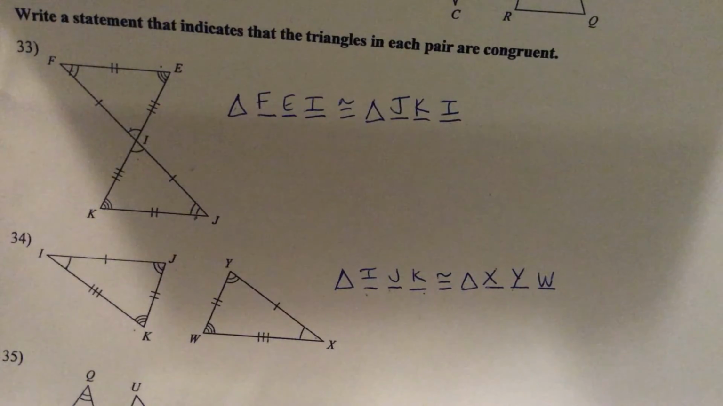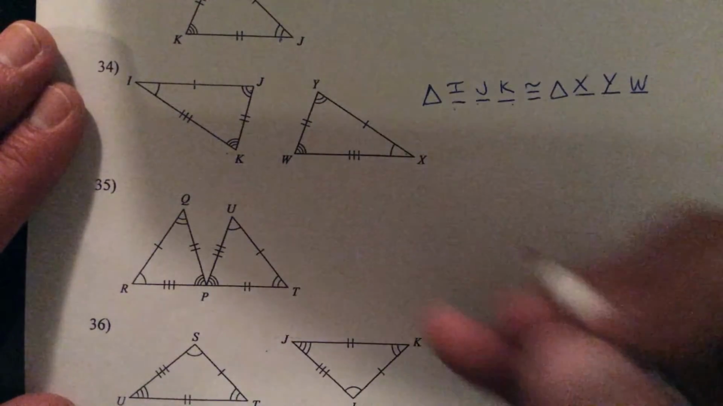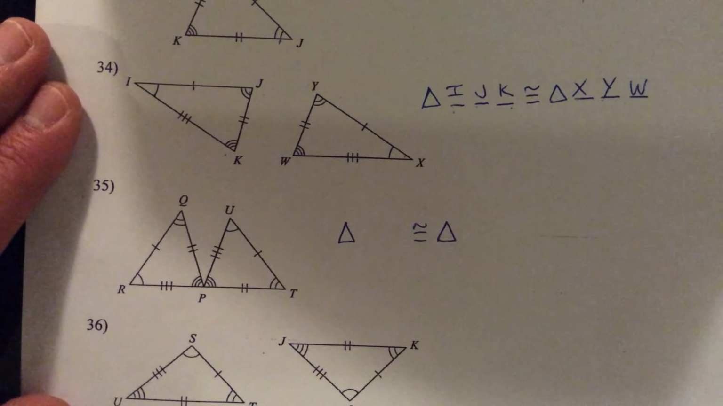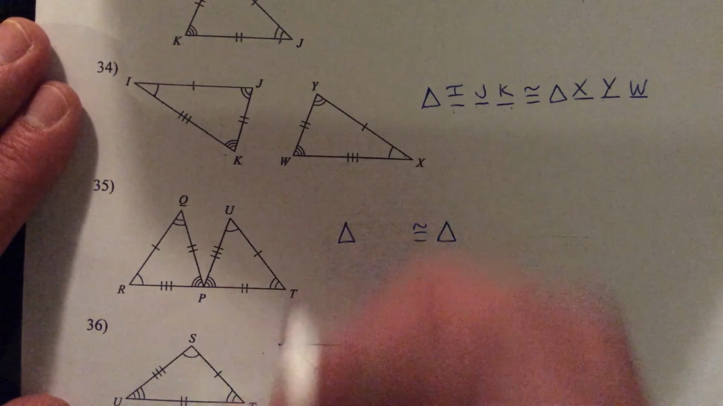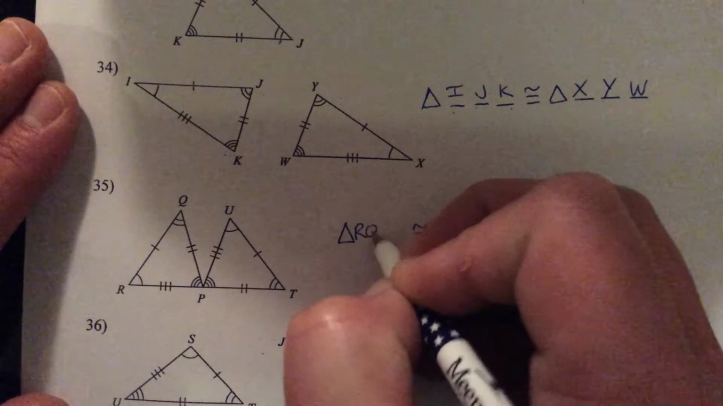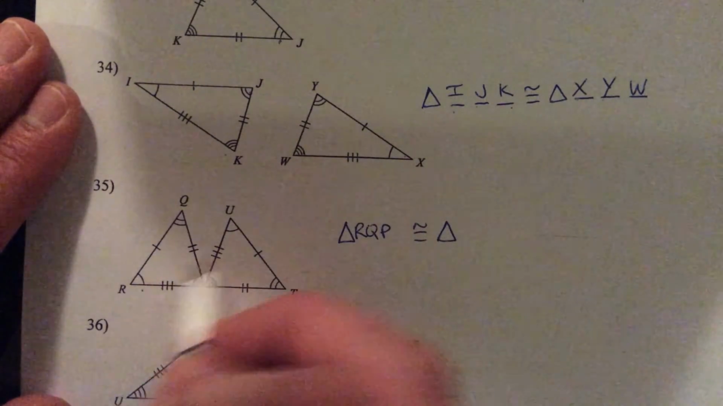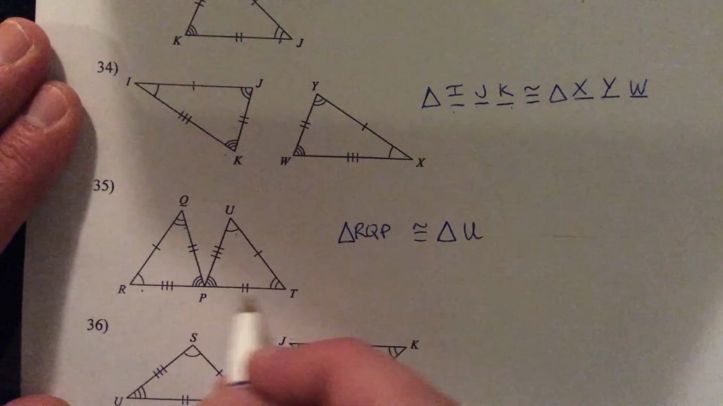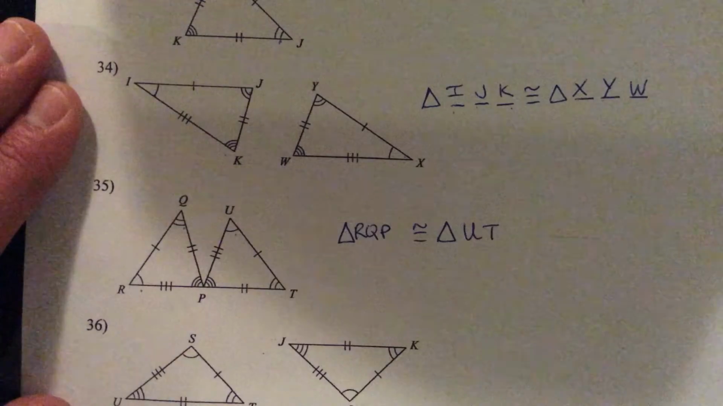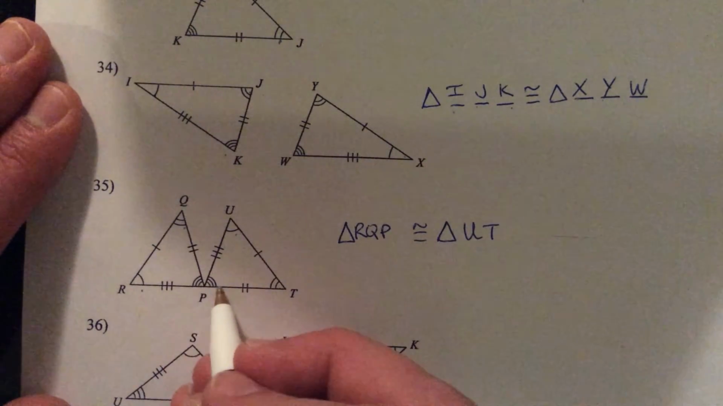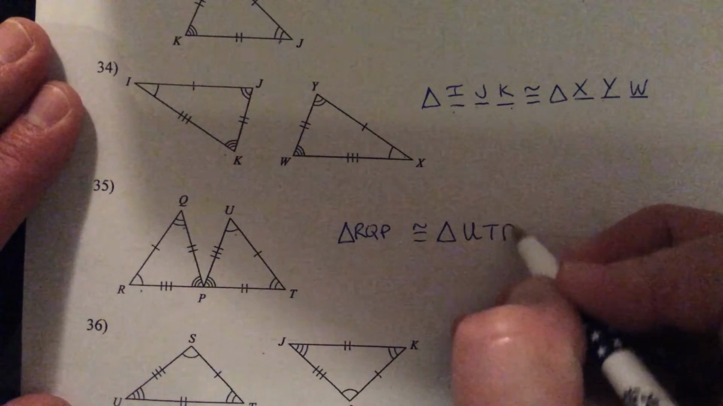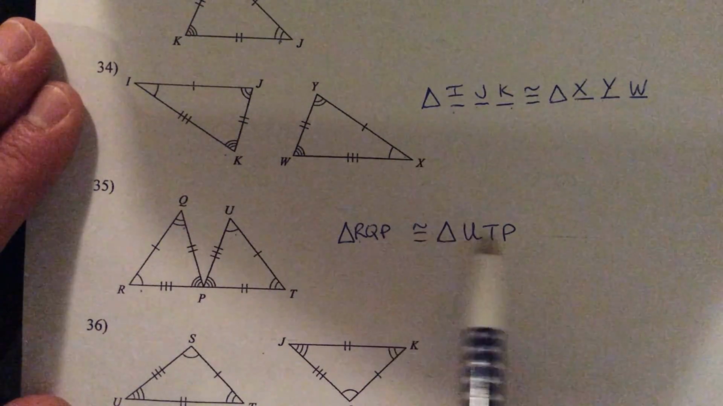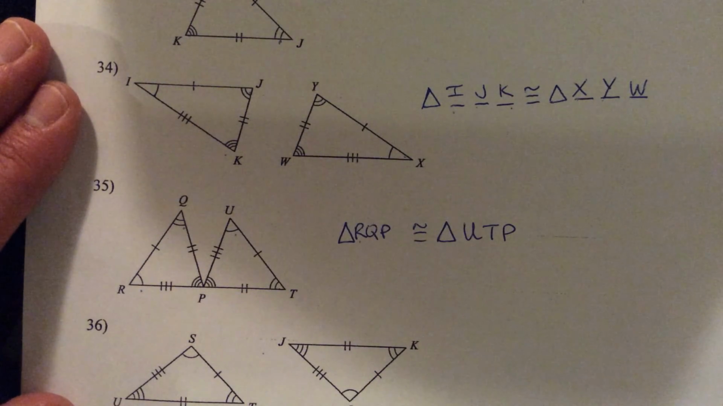Let's do one more. Let's go triangle RQP. R has 1 arc, and U has 1 arc, so U would be first here. Q has 2 arcs, T has 2 arcs, and P on the left triangle has 3 marks, and P on the right triangle has 3 marks. Again, keep in mind that you have to match up the corresponding angles when you're writing a congruency statement.